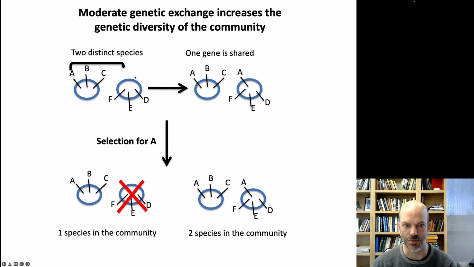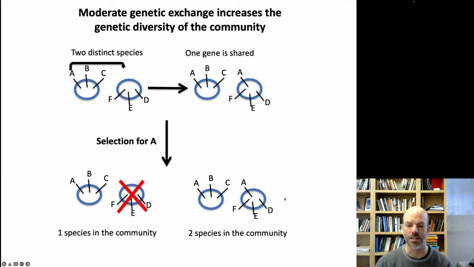To start, we have two distinct species with different sets of genes. Let's say that one gene, this gene A, is shared between species 1 and species 2. So now both of the species share it in this scenario. Now let's say there's a selection event such that only species that have the A gene survive. So in the original scenario where the A gene has not been shared, species 2 is wiped out. It goes extinct, leaving only species 1 because that's the one that has the gene that is selected for by the selection event. But if that gene had been shared, as in this scenario, then the selection event would select for both species, and both species survive.